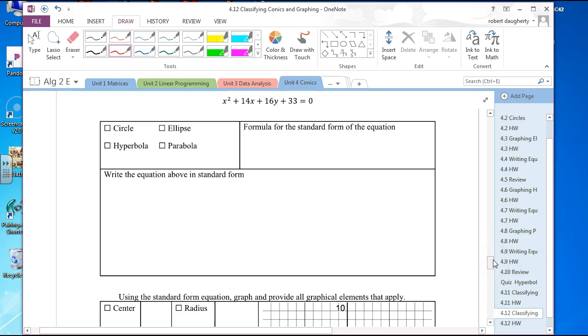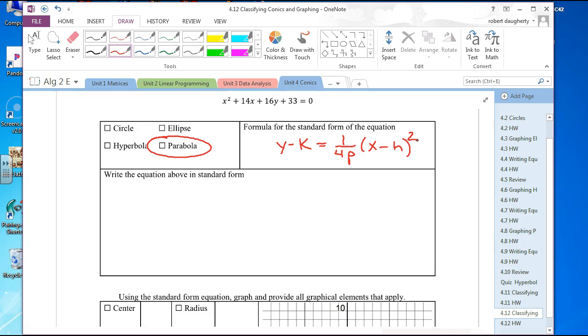What is this guy? Parabola. There's only one thing squared, okay? So what form of the parabola will I use? Yeah, y minus k equals 1 over 4p times x minus h squared. Is this guy vertical or horizontal? Vertical, so it goes up or down.